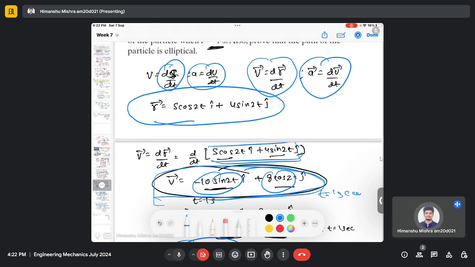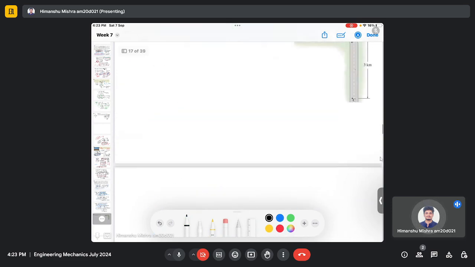Similarly, to find the acceleration, you can use the same expression, the rate of change of the velocity vector in time. Once you differentiate the velocity vector in time, you will get the acceleration vector. So now we are talking about vectors.